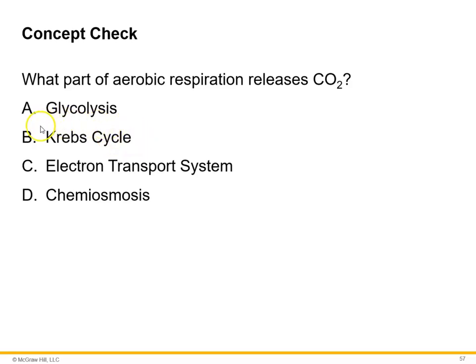What's happening there is pyruvate gets broken down into acetyl-CoA. Acetyl-CoA combines with another molecule, forming a 6-carbon structure, and those carbons are sequentially removed during the Krebs cycle to produce CO2 and to transfer electrons over to those electron-carrying molecules, NADH and FADH2. So the answer here is the Krebs cycle.